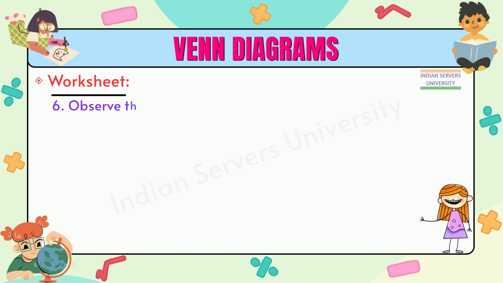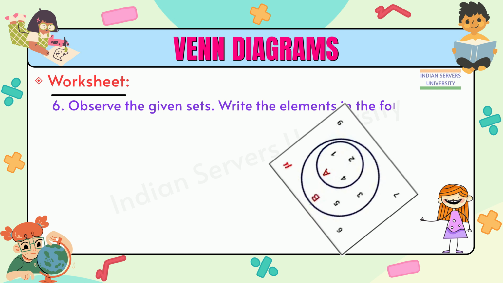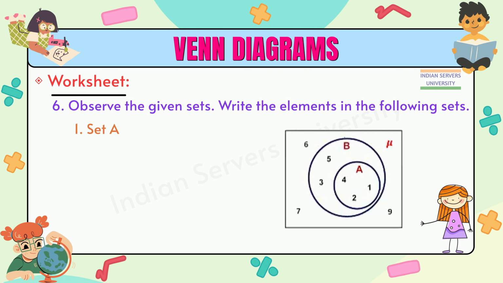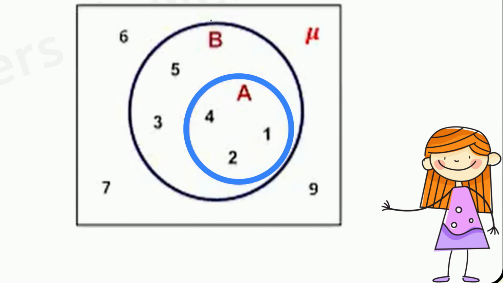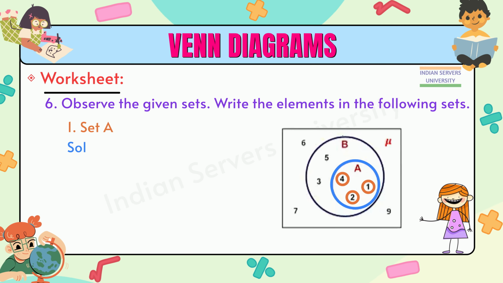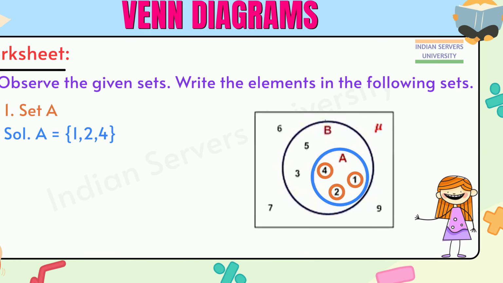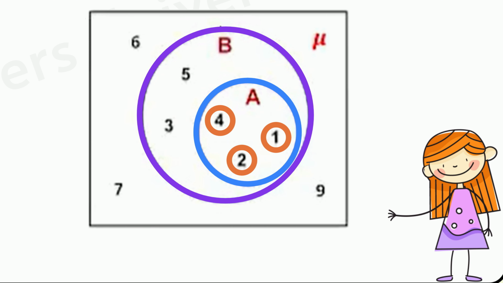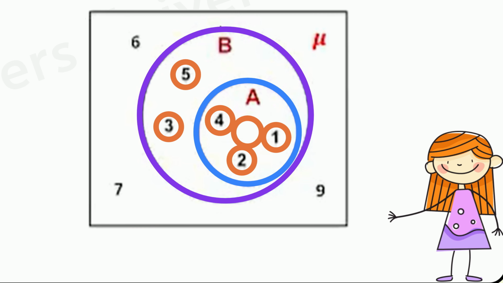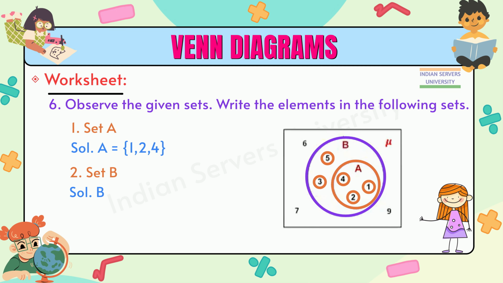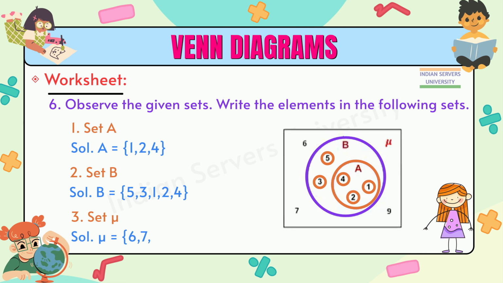Next one, observe the given sets, write the elements in the following sets. First one, set A. So kachondi, this is set A. Ante A ane circle lo A elements unnai 1, 2, 4. So A equals set of 1, 2, 4. Next one, set B. So set B lo em unnai 3, 5 unnai, at the same time A kuda undi. Ante em avutundi, B equals set of 5, 3, 1, 2, 4. Next one, set mu. So mu equals set of 6, 7, 9, 5, 3, 4, 1, 2.